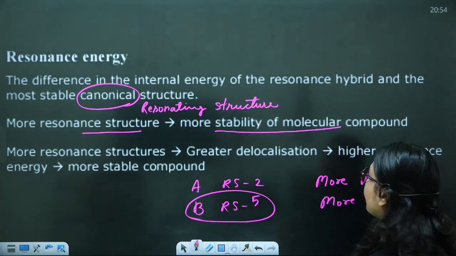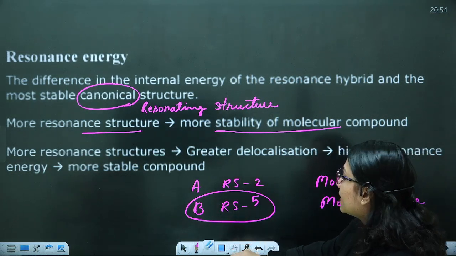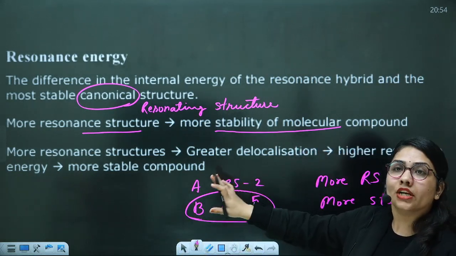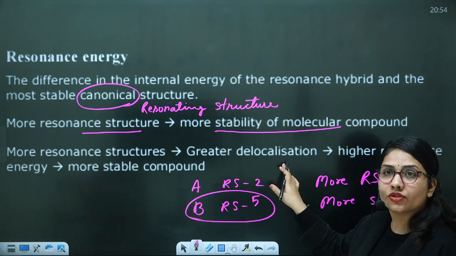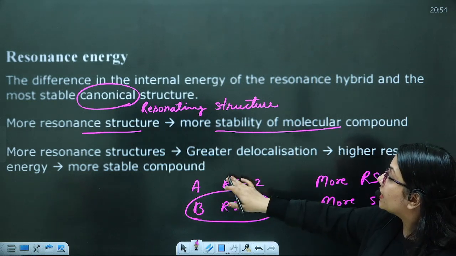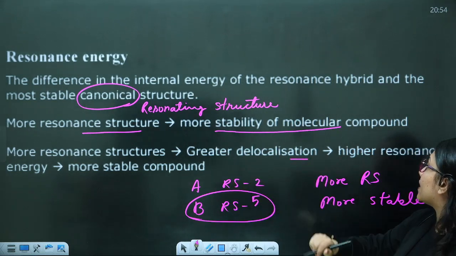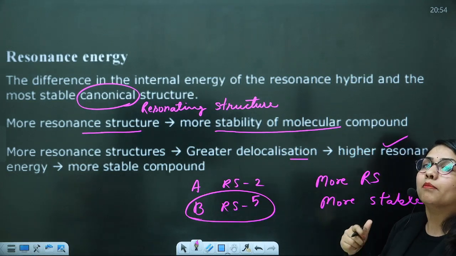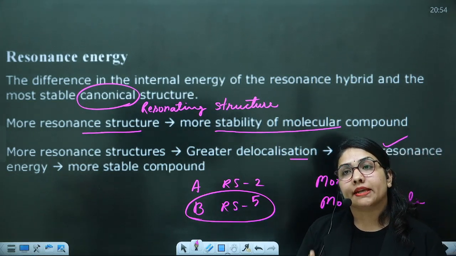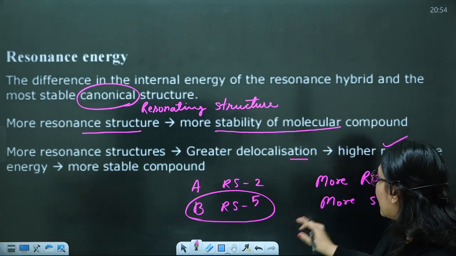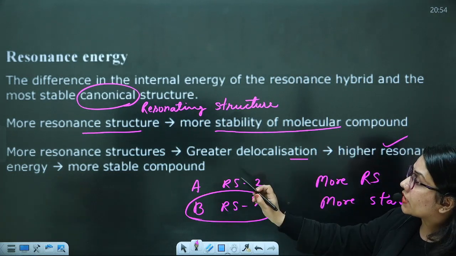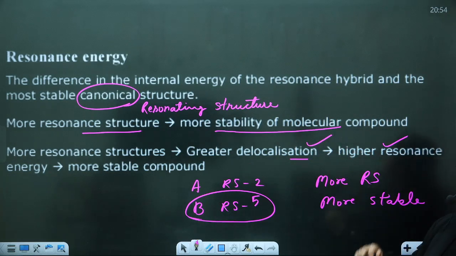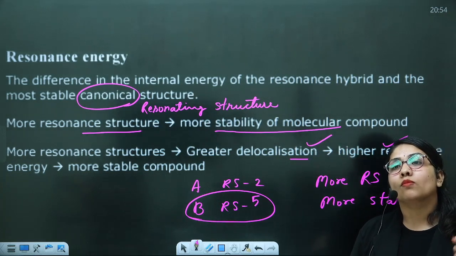Okay, why does it happen? Come to the next line here. More resonance structures contribute to the greater delocalization of electrons. Since greater delocalization of electrons happens, higher resonance energy is there and the compound becomes more stable. Okay, so these are interconnected. More resonance structures, greater delocalization, higher resonance energy, and the compound becomes more stable.